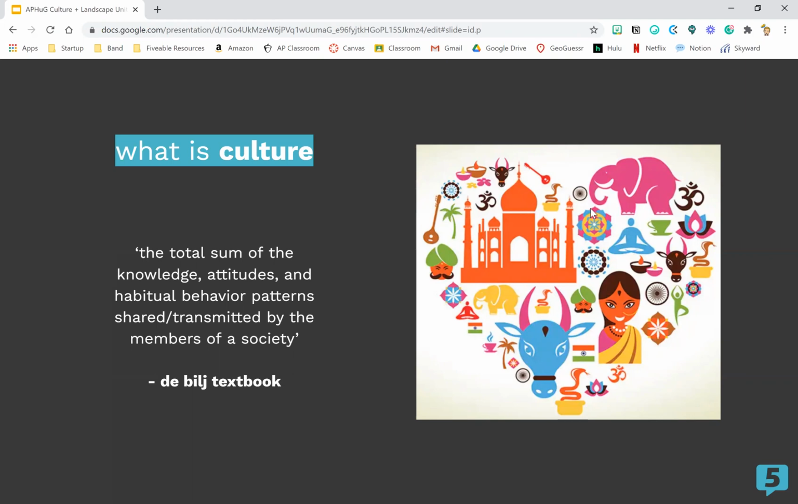Knowledge we could talk about here as being the way that they built the Taj Mahal, the emperor. You can talk about the attitudes being how they feel about the animal of the cow, the elephant, chakra, snake charming, and habitual behavior patterns. It's just like, what do they do with their stuff? And that's a lot of what culture is.